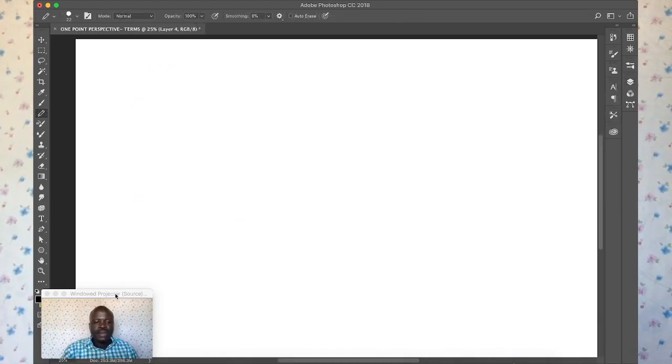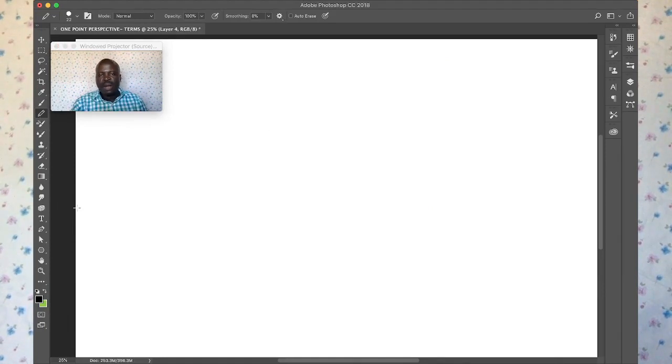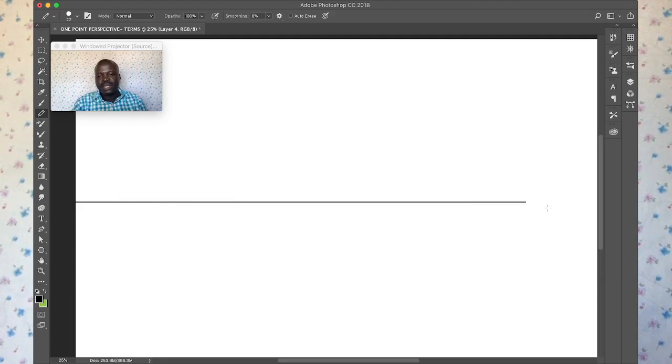Okay, now we are ready to draw a box in one point perspective. The first thing we are going to do is to draw our horizon line, and that is a horizontal line splitting our page into two halves.